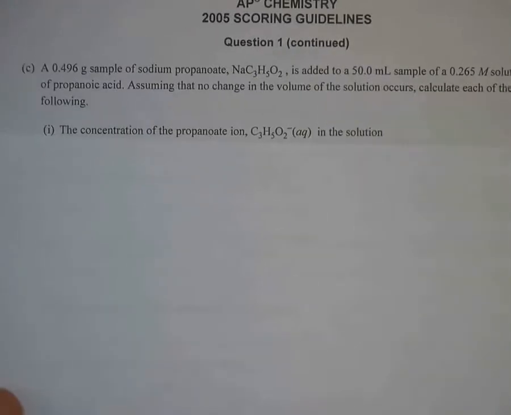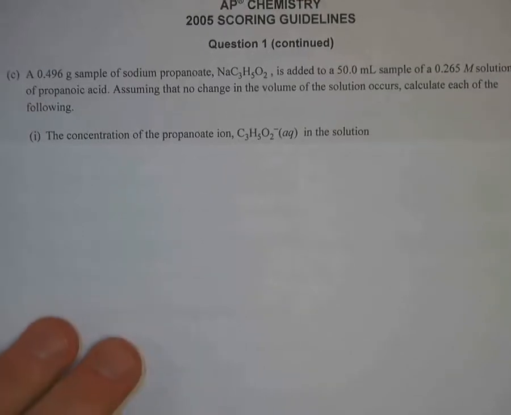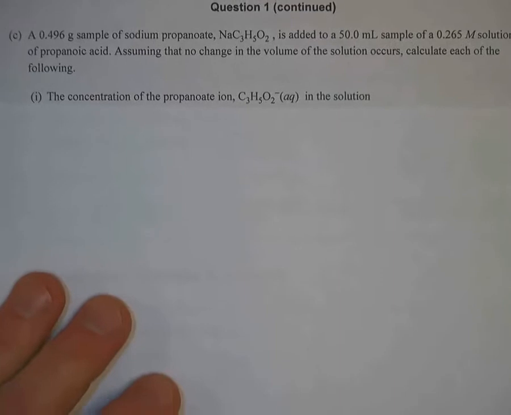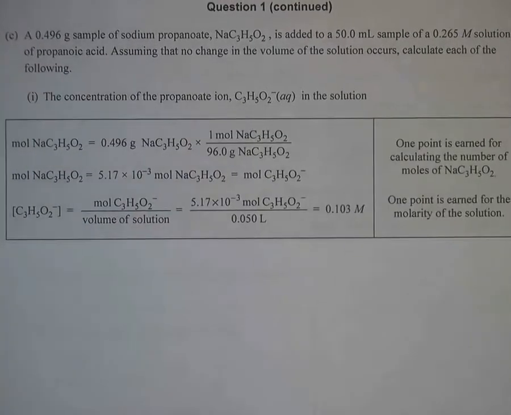Now, here they say a sample of sodium propanoate is added to the propanoic acid. Assuming no change in volume, calculate each of the following. First of all, calculate the concentration of propanoate ion in solution. So we've got that sodium propanoate inside the propanoic acid, which means you're going to have to ICE table the critter because you have a common ion. Okay? So find your moles of each. Find your moles. Then take that.